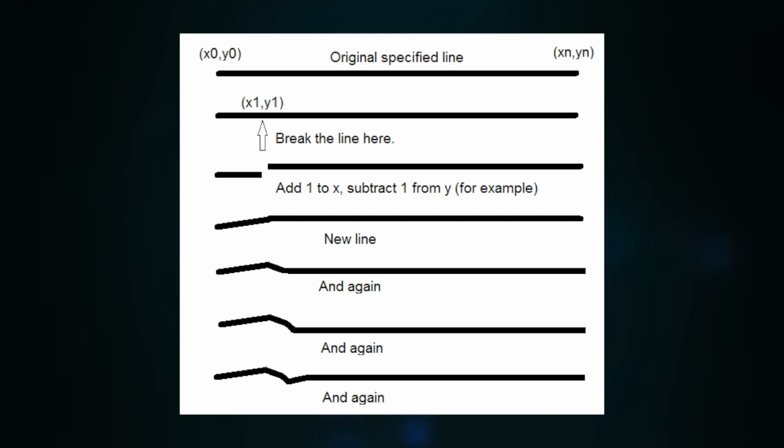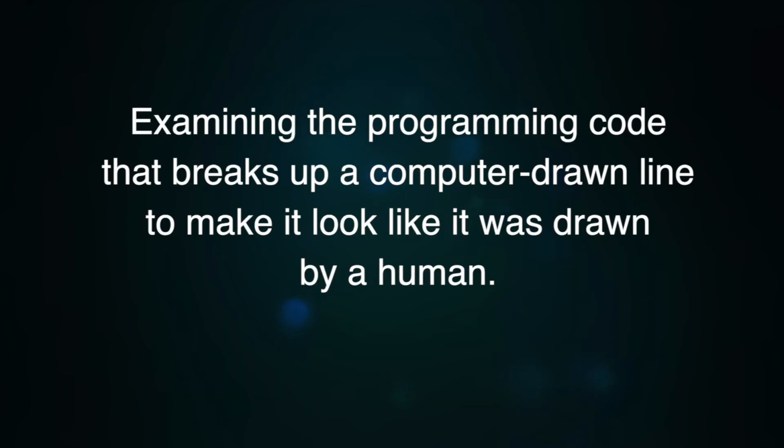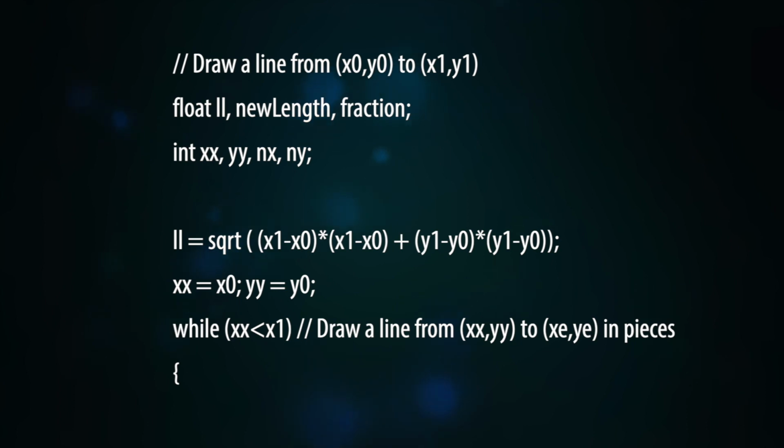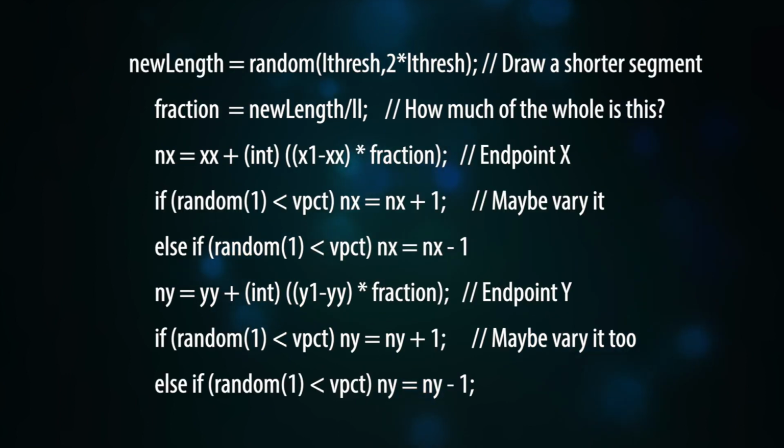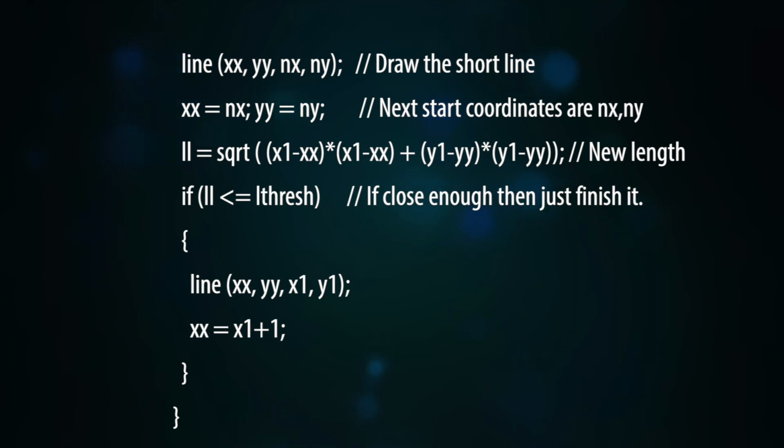Let's examine the programming code that breaks up a computer-drawn line to make it look like it was drawn by a human. To add a random variation to a straight line, we change the values of nx and ny from what they should be, perfect that is, to a small variation. How small nx and ny should be is up for grabs, but we can experiment with these values. There will be a change in nx and or ny at random after each line is drawn.